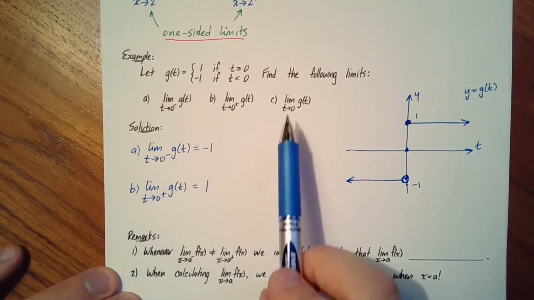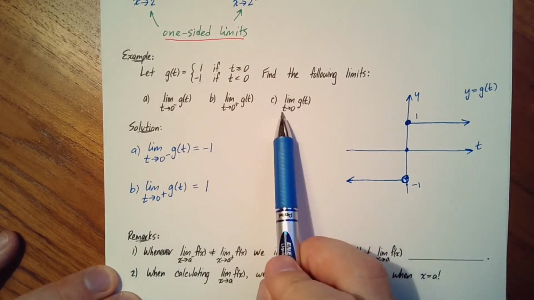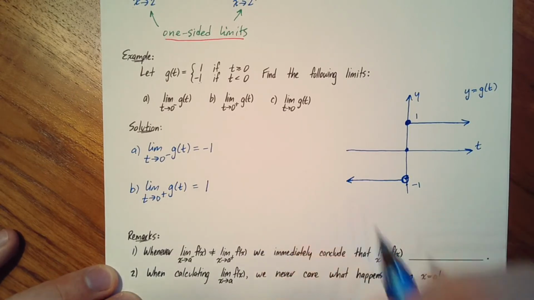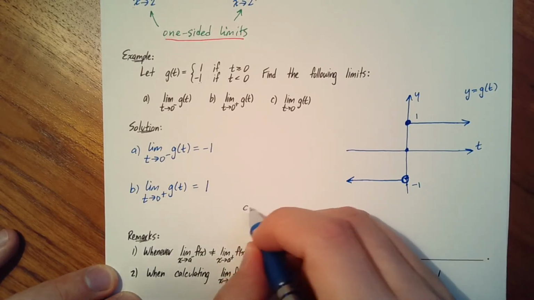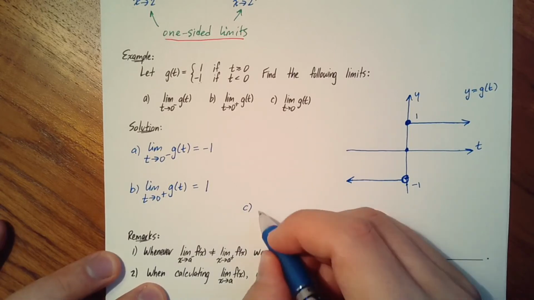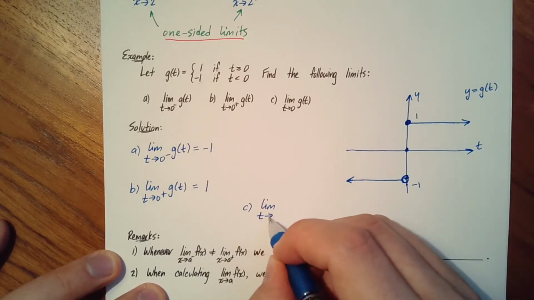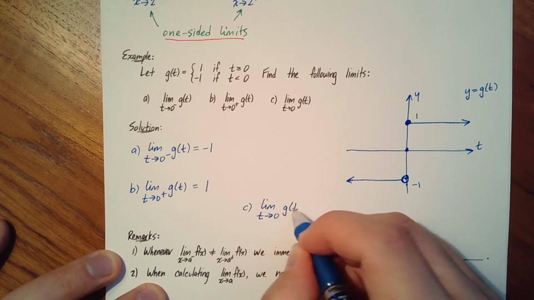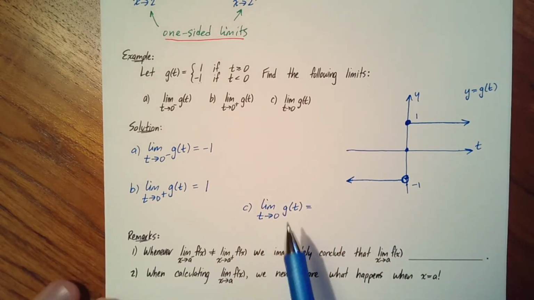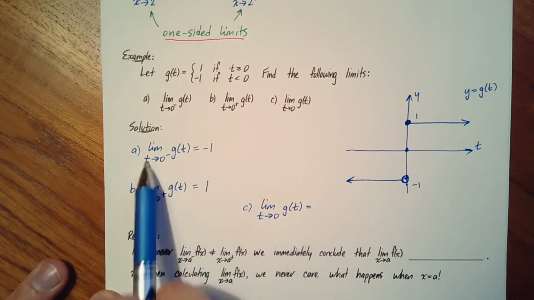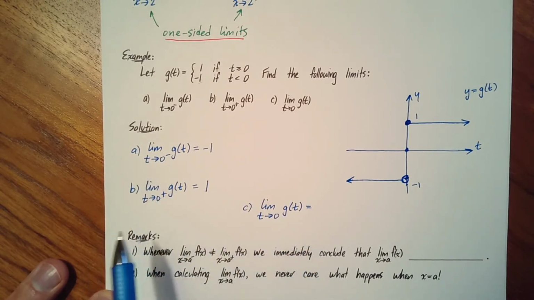Now, lastly, part C, you want the limit as t goes to 0 of g of t. I think my best bet is to write it down here to fit it in. I didn't leave myself enough space up here. So if I write the limit as t goes to 0 of g of t, well, this is actually the easiest one of all the three, because once you've computed the two one-sided limits, you can just check whether they're the same or not.